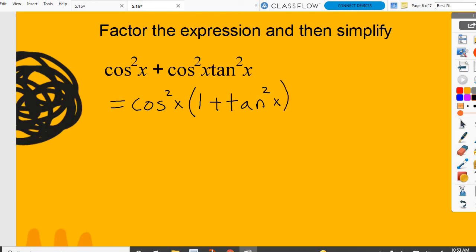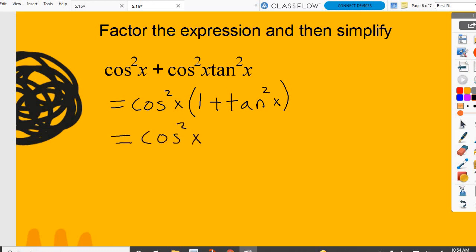Now, can we factor that any further? Not really. Why not? Because it's an addition sign, and we only have a difference of squares. We don't have a sum of squares. But this time, because it says and simplify, can we simplify that 1 plus tangent squared? Yeah. Because it's secant squared.